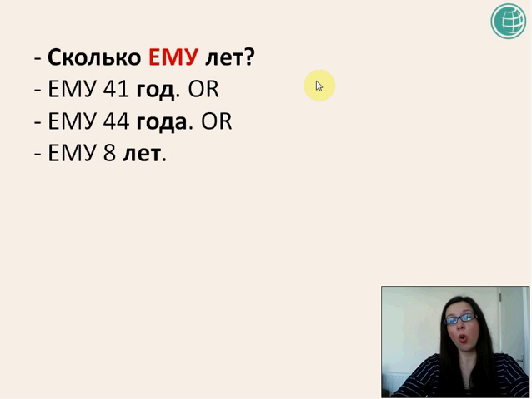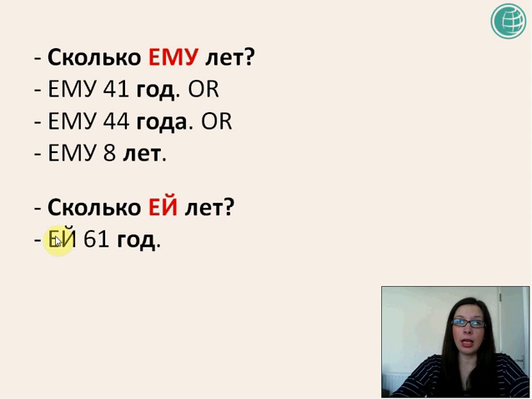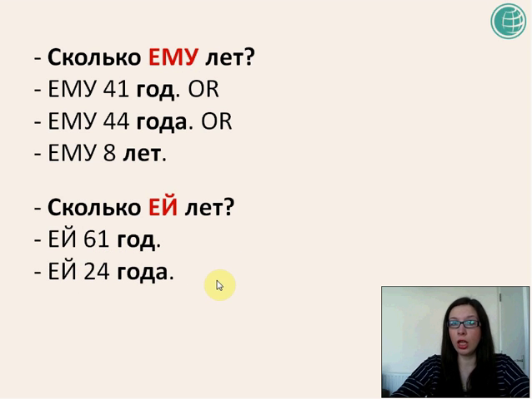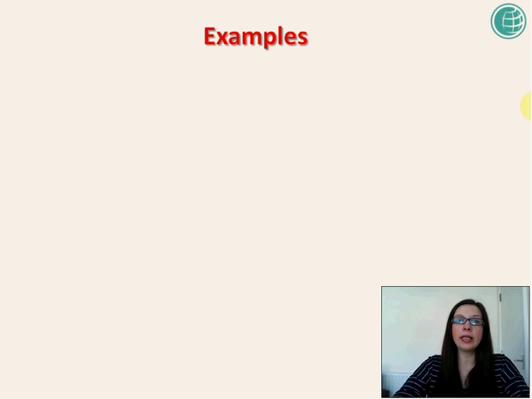Сколько ему лет? How old is he? He is 41. Ему 41 год. And we also asked about her age. Сколько ей лет? Ей 61 год. You remember один. Ей 24 года. She is 24. Ей 12 лет. You remember numbers from 11 to 19, you will need to use лет. And I will give you a few examples that you understand this topic better.